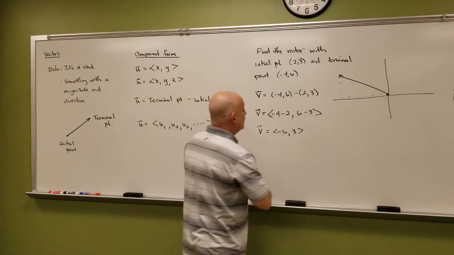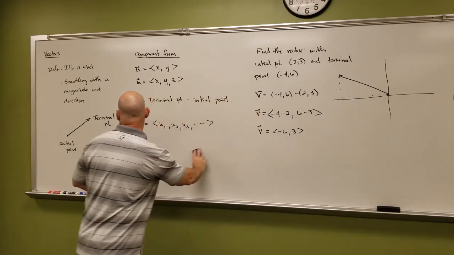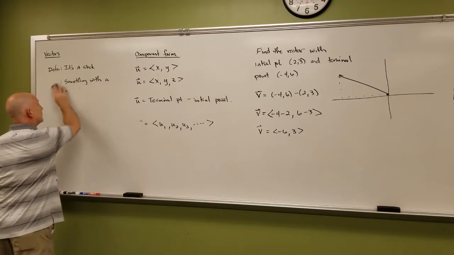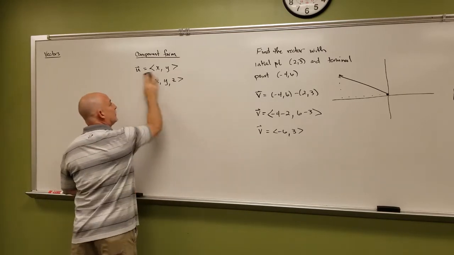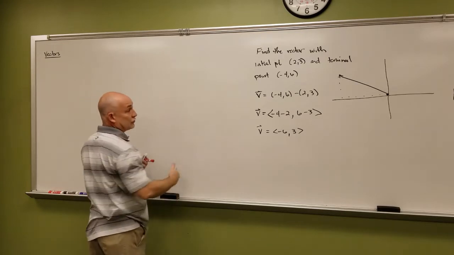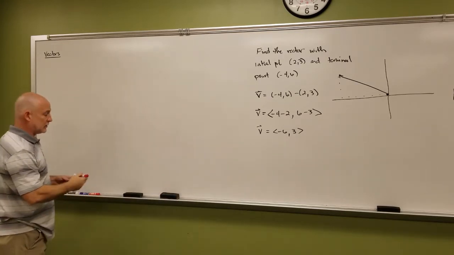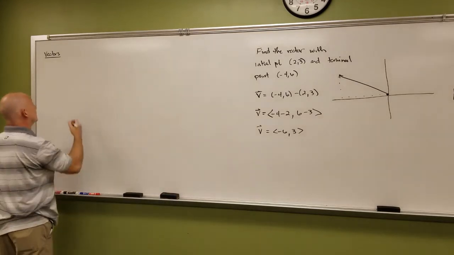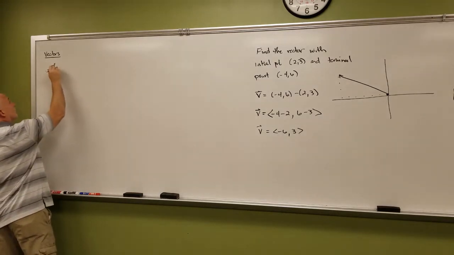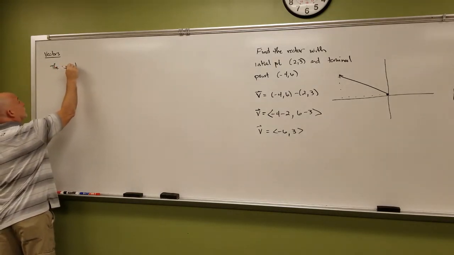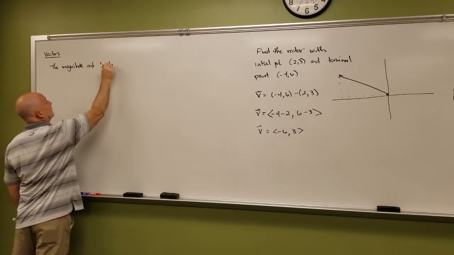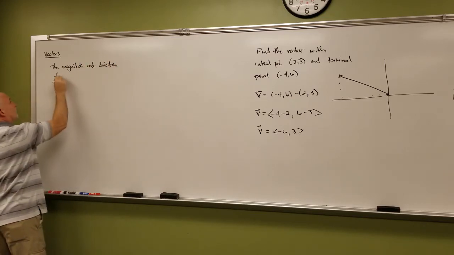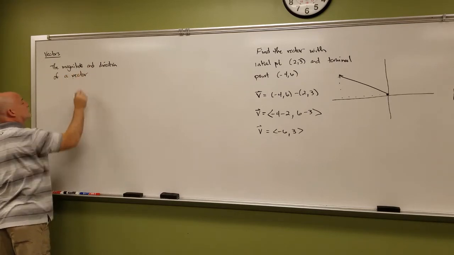All right, so component form is the most useful form for our vectors, but it's also helpful if you're given a component form to be able to find its magnitude and its direction, because that's what a vector really is. So let's talk about the magnitude and direction of a vector.